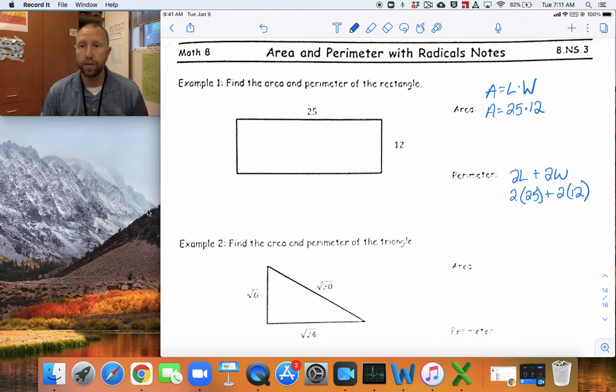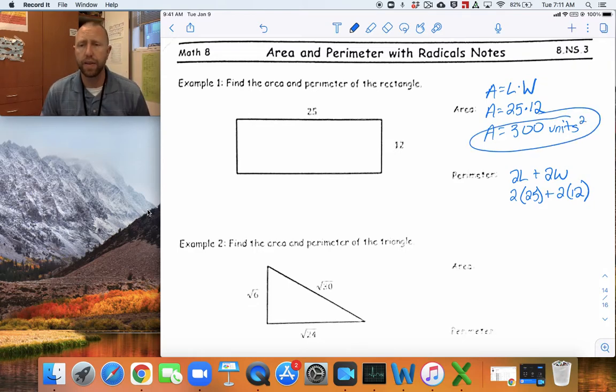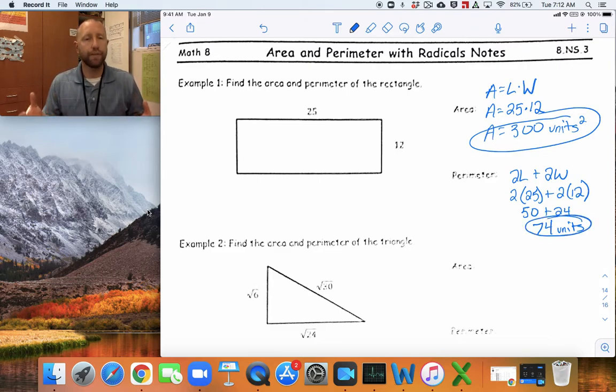25 times 12, let's see, 25 times 4 is 100, and then there's 3 of those, so that's 300. Put units squared, since we don't know what the units are there. And then simplify my perimeter one. 2 times 25 is 50. 2 times 12 is 24. So my perimeter is just 74 units. Again, we don't know what our units are, so we're just going to put the word units, right? So that's how we find area and perimeter.